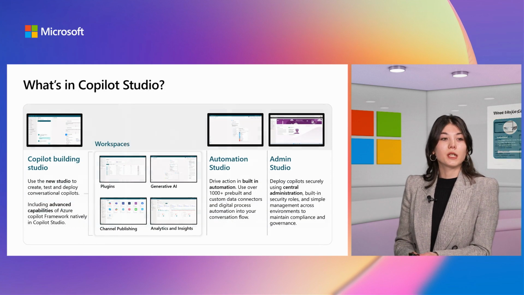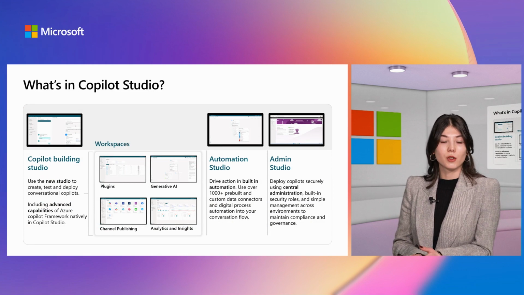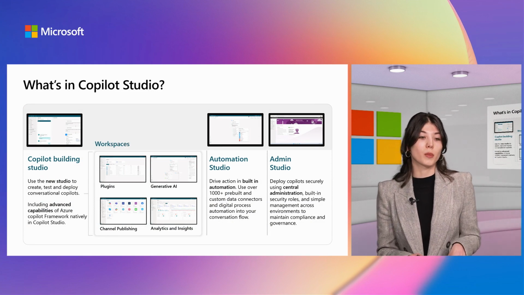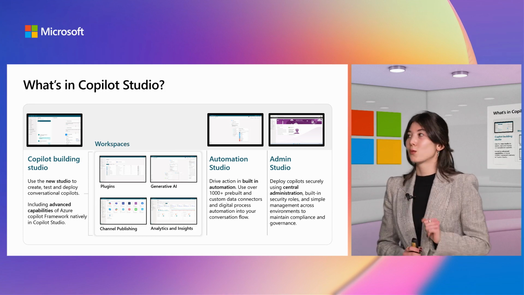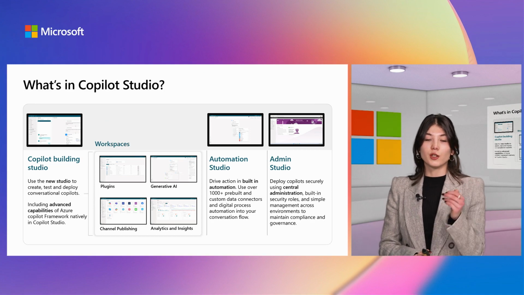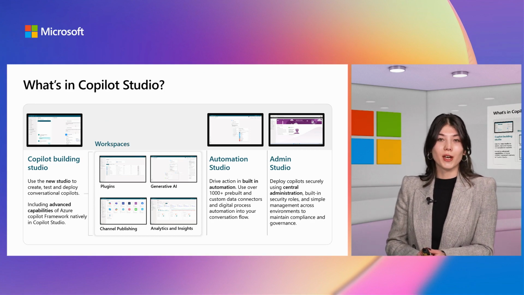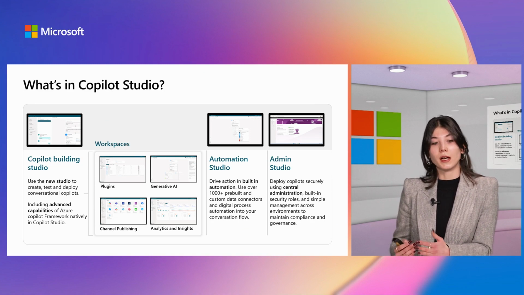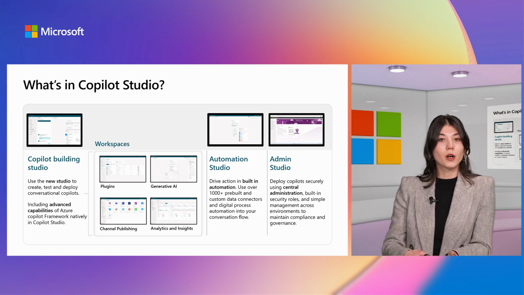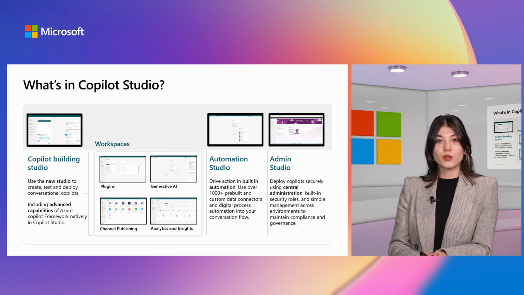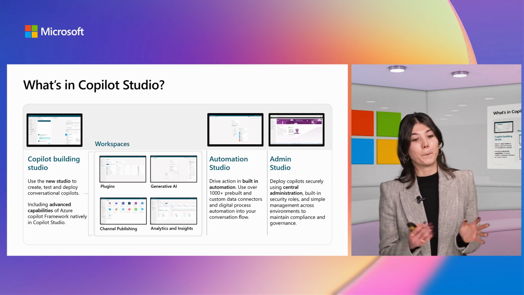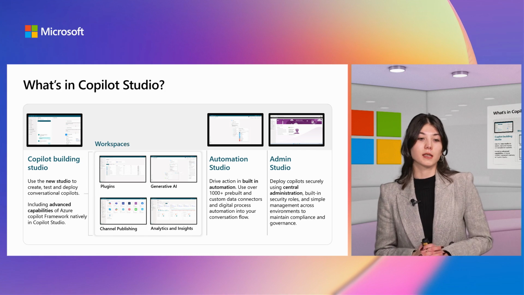Now that we've seen what the differences between the Copilots are, let's see what actually is within Copilot Studio. In Copilot Studio, and you will see this also from Anna's demo, you have a building studio. There is where you're going to be working on all the capabilities. You have some workspaces where you can do generative AI, or enable generative AI. You can also connect to plugins, and also do the publishing to different channels and get analytics and insights as to how your bot is performing, how it is answering the questions, and also making sure that all your content is ready and connected.